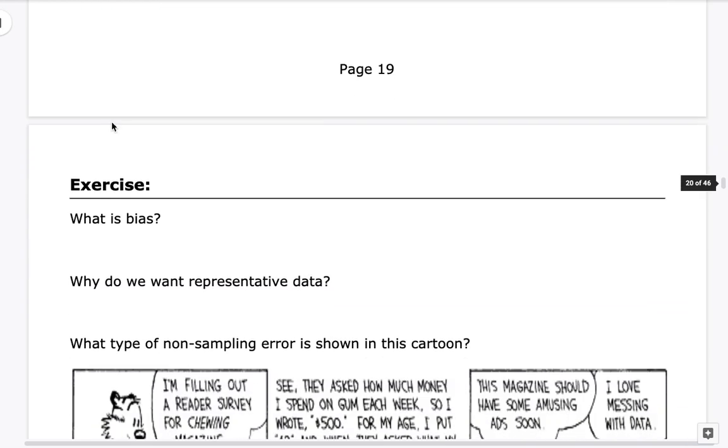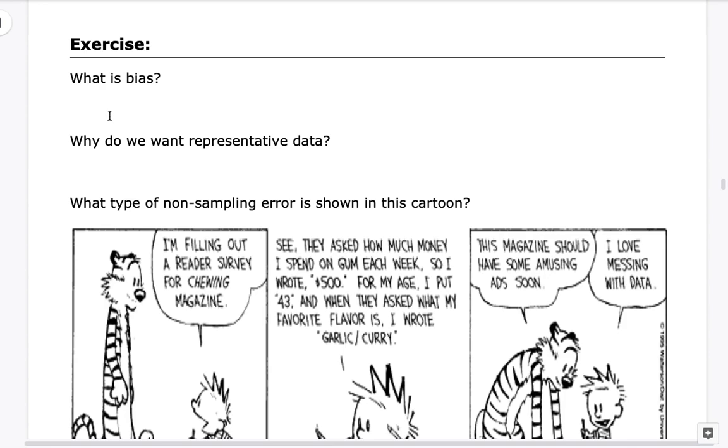So let's have a look at some questions here. What is bias? Bias is when one group is overrepresented, or you are choosing one viewpoint more commonly. Okay, so bias is a preference for a particular answer or group. So I might be biased towards liking Macs rather than liking PCs.